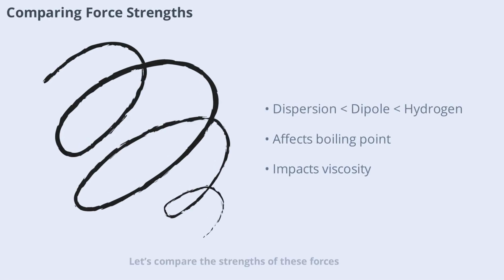Let's compare the strengths of these forces. London dispersion forces are the weakest, followed by dipole-dipole interactions, with hydrogen bonds being the strongest among them. This hierarchy explains why substances with hydrogen bonds, like water, have much higher boiling points than those with only dispersion forces. The strength of these forces also influences other properties, such as viscosity and surface tension.